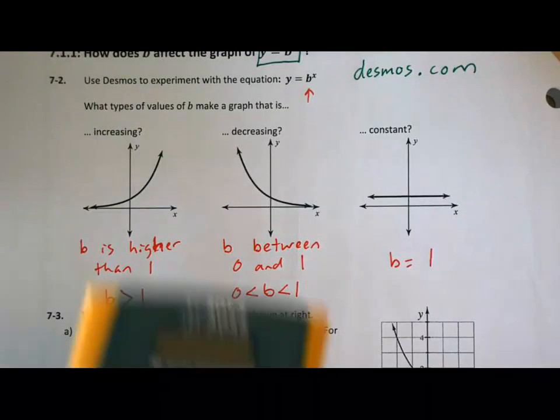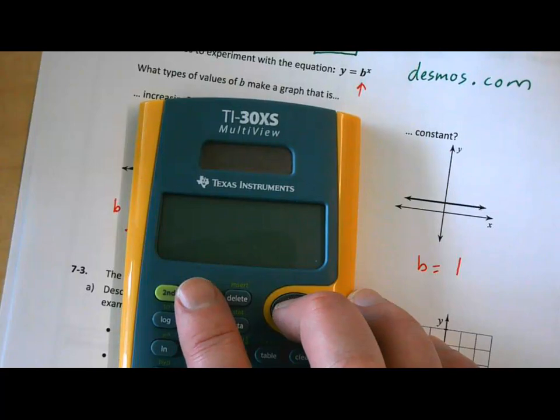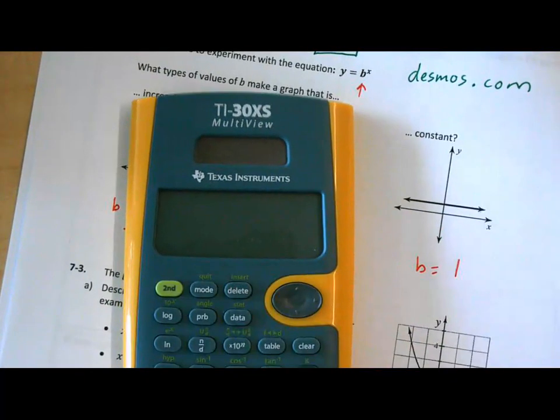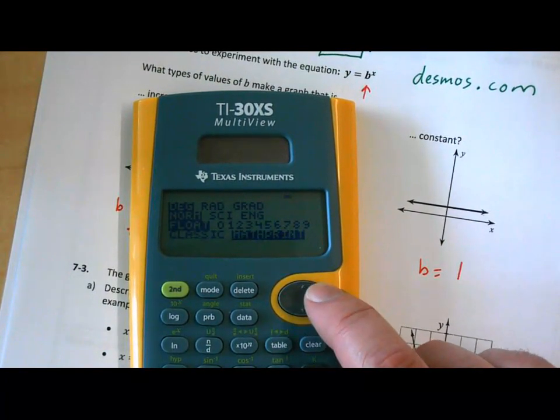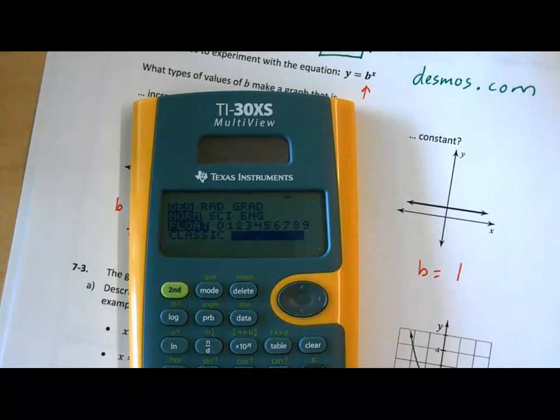And so that we're all on the same page, could you all hit the mode button on your calculator? Now, if you've got a different one than these yellow ones, you don't have a mode button, so don't worry about this. You'll be fine. Our mode button's up at the top. Could you please go all the way down to the bottom, highlight math print and hit enter if you're using one of the yellow calculators?